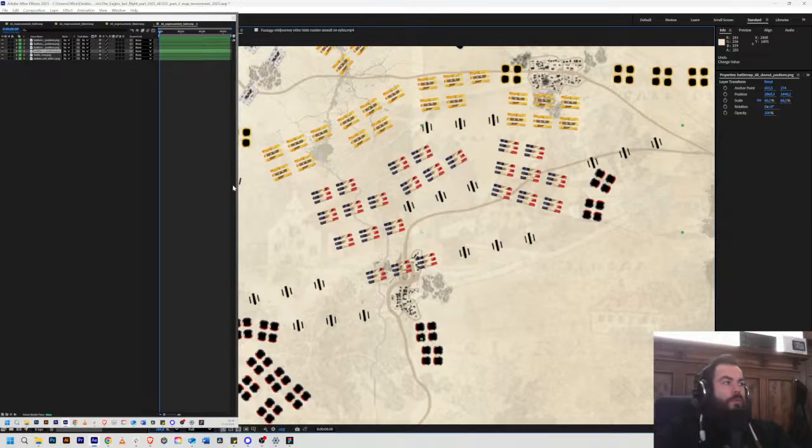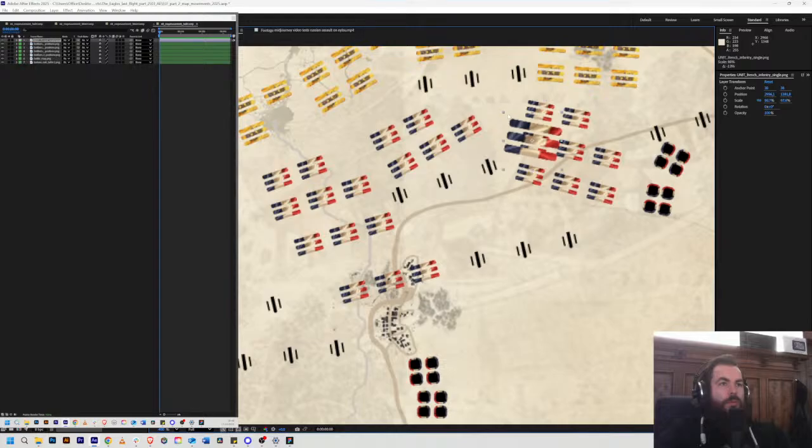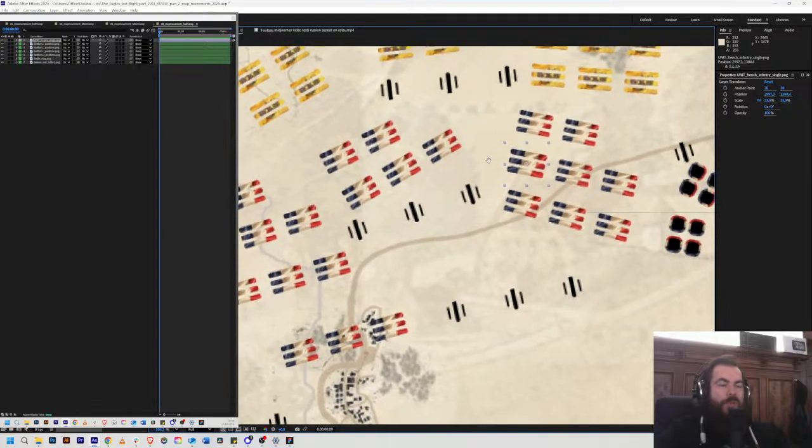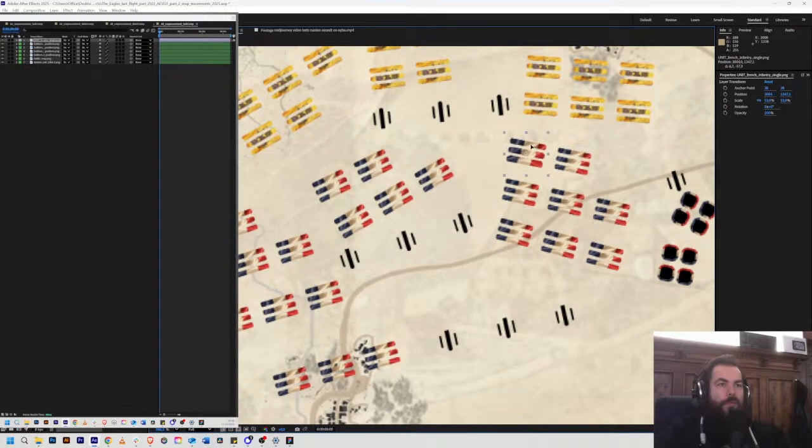So what we're gonna do now is bring in single units to replace the static units. And now we're just gonna build up the position of the French.